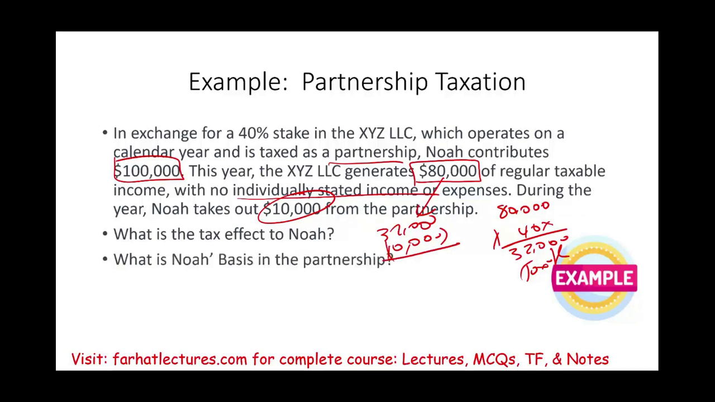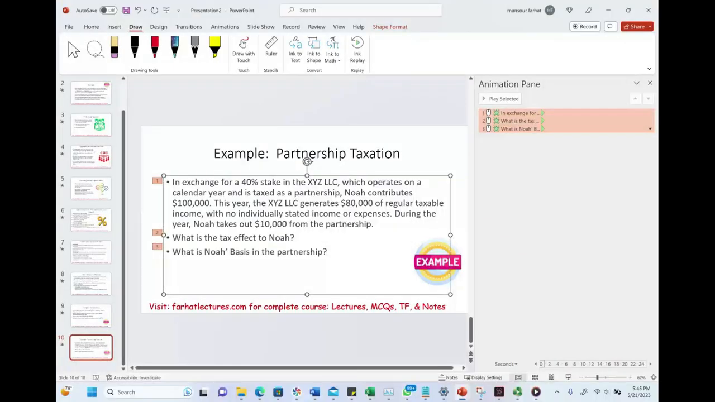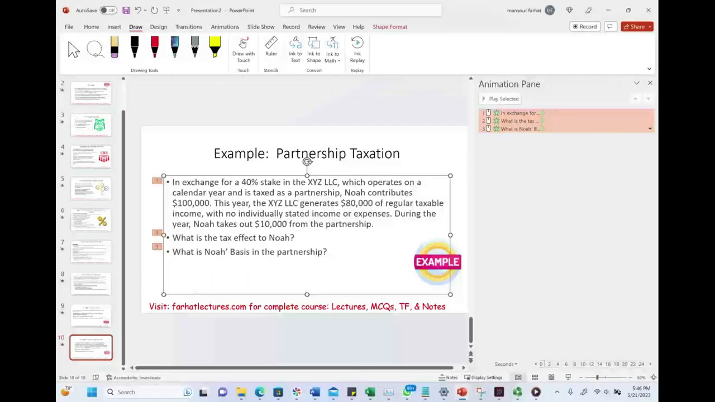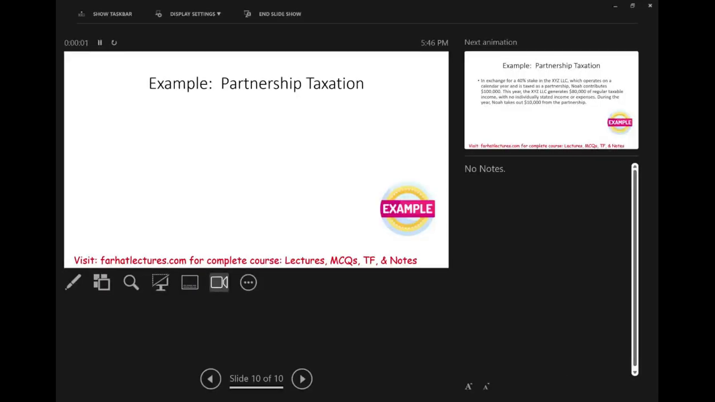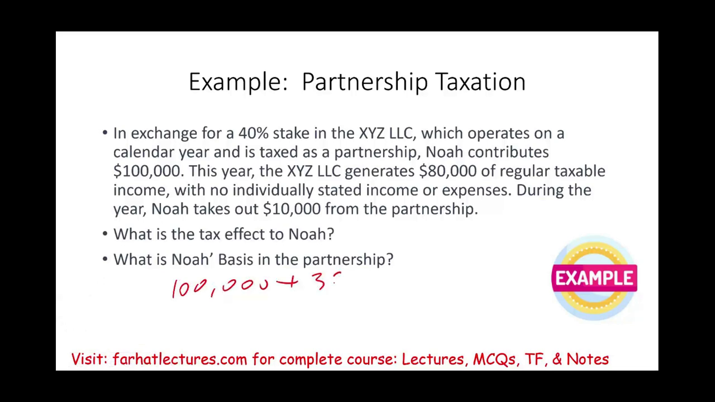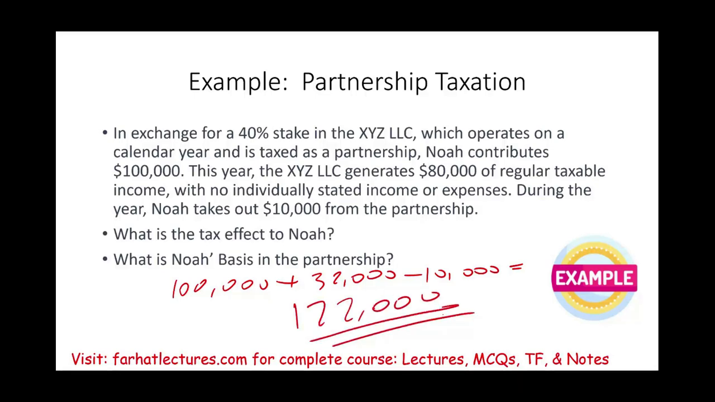Now, what's the basis in the partnership for Noah? Well, Noah started with the $100,000 contribution. Then Noah increased their basis. So they started with 100,000 and increased their basis by 32,000. Then they took 10,000. Remember, I told you they took 10,000. When you take the 10,000, it's coming out of, reducing your basis. You want to keep track of this. Therefore, Noah's basis is 122,000.